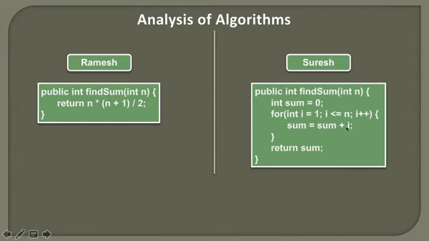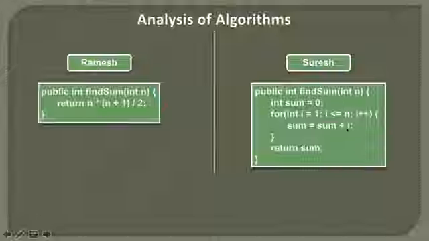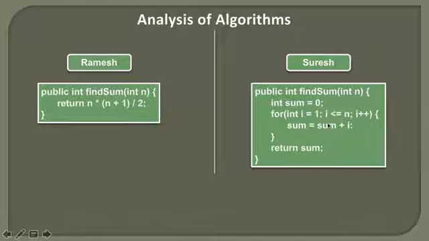Then we simply add 0 with 1, because the initial value of sum is 0. So 0 plus 1 becomes 1 and 1 is assigned to sum. Now after this line, we increment i by 1. So i becomes 2. We check whether 2 is less than or equal to 5. It is. The value of sum is 1, so we do 1 plus 2. We get 3. We assign 3 to sum. Then we increment i by 1. So i becomes 3. We check whether 3 is less than or equal to 5. It is.